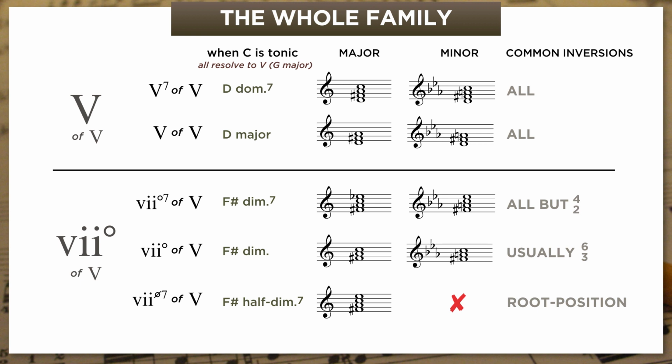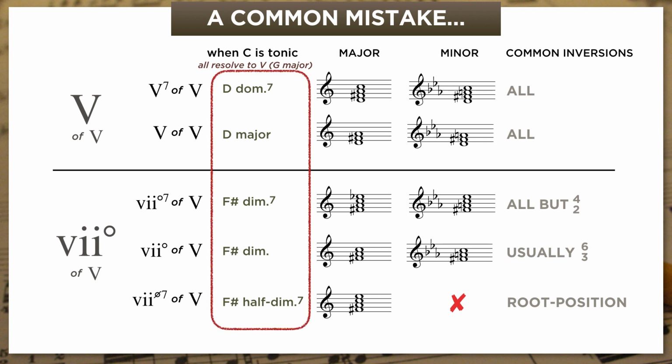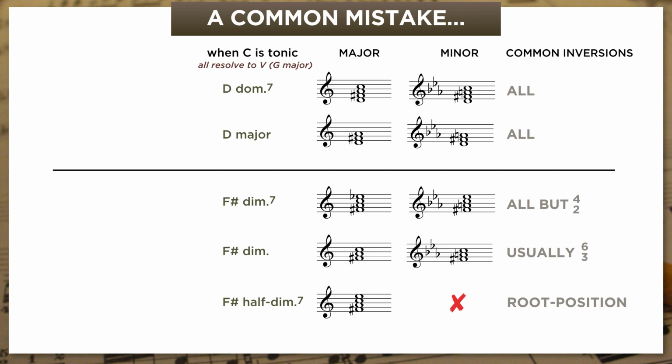Speaking of analysis, though, there's a mistake that students make all the time, and I want to put it on your radar. The mistake is when someone labels an applied dominant based on the chord's root rather than its function. From the chart here, it's easy to see that if we're in C major, applied chords to 5 are going to have one of two roots, D or F sharp. And understandably, students will see these chords sometimes and then just slap on a Roman numeral based on that root. So they'd label the first group as major 2 chords and the other one as sharp 4 diminished chords.